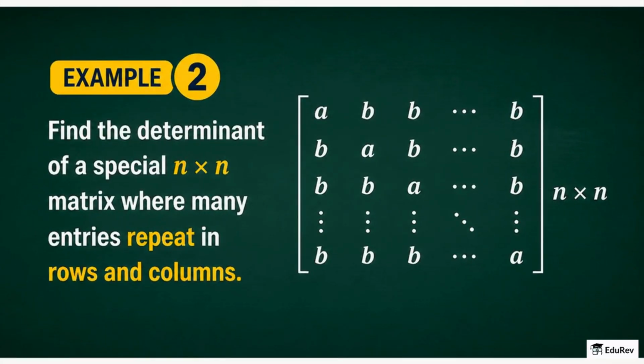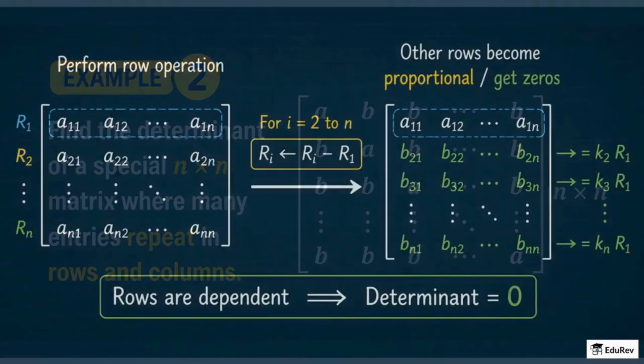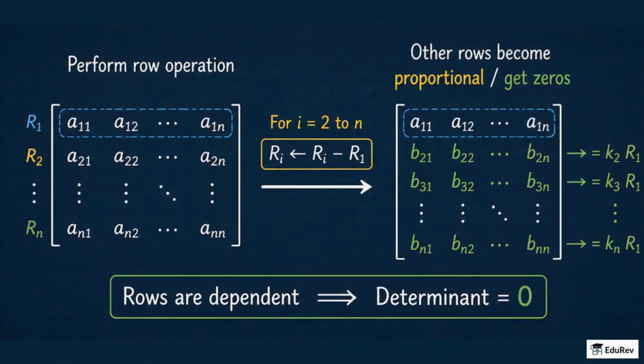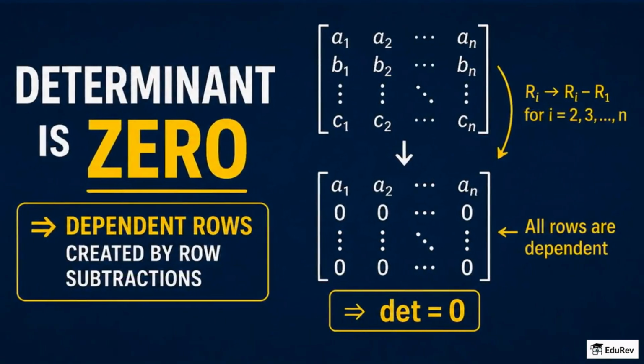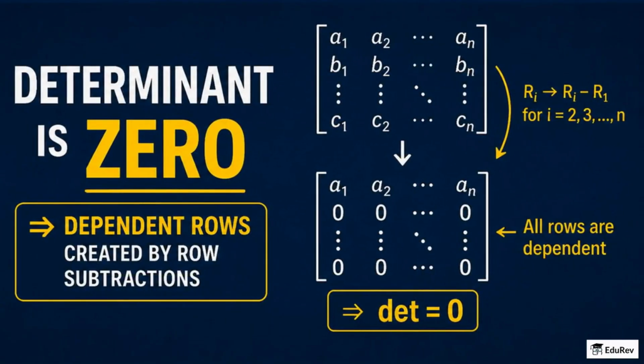Question number 2 asks to find the determinant of a special n by n matrix where many entries repeat in rows and columns. The trick is to perform row operations, subtract the first row from other rows, so the other rows become proportional or develop zeros, which makes the determinant 0. Therefore, the determinant of that special matrix is 0 because we created dependent rows with simple row subtractions.